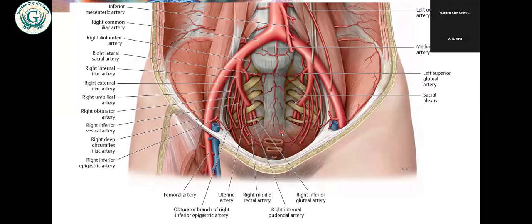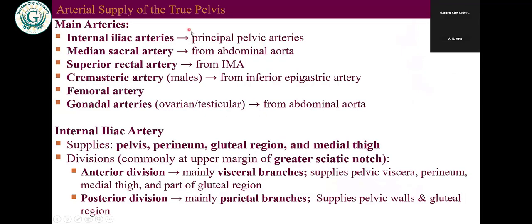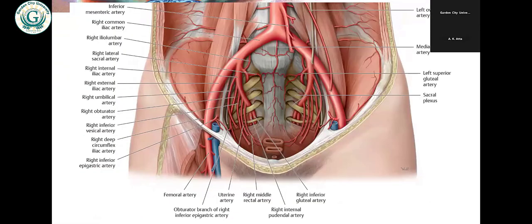Now, the artery to the pelvis. The main artery is coming from the internal iliac artery. So this is the one that I want you to remember. Very, very important. Now, if you are looking at the reproductive organs, then of course we also touch on the gonadal arteries, that means the ovarian artery or the testicular artery, which will be coming from the abdominal aorta. Then if you look here, you can see this branch, the median sacral artery.